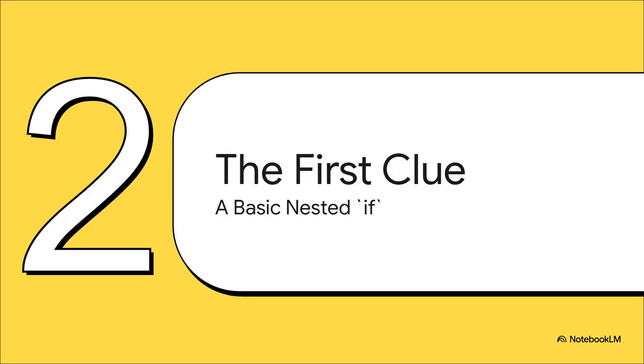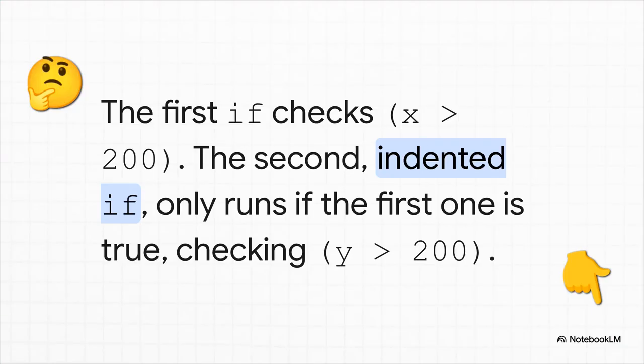Okay, let's start our investigation with the most basic version you'll see, a simple if statement tucked right inside another if. So check this out. Imagine a function that runs every time we click the mouse. The code first asks, hey, is the x-coordinate of this click greater than 200? If the answer is yes, and only if it's yes, it moves on to the next question, the one that's indented. It asks, okay, is the y-coordinate also greater than 200?